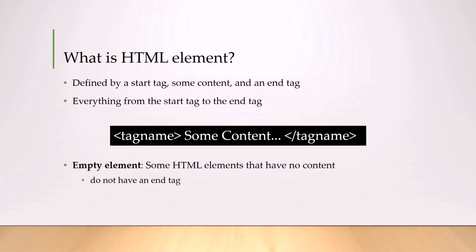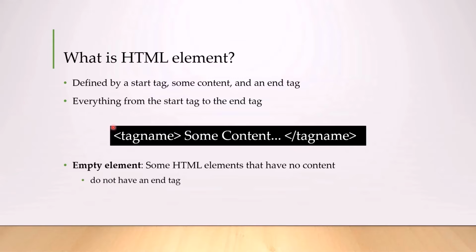What is an HTML element? What is the difference between an HTML element and an HTML tag? An HTML element is defined by a start tag, some content, and an end tag. Start with a tag, some content here, and with a closing tag or end tag.